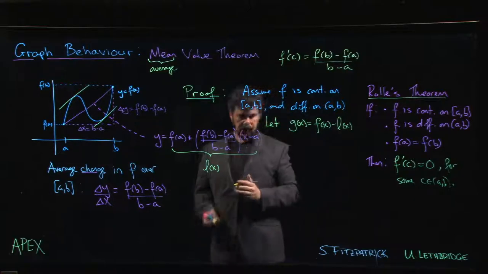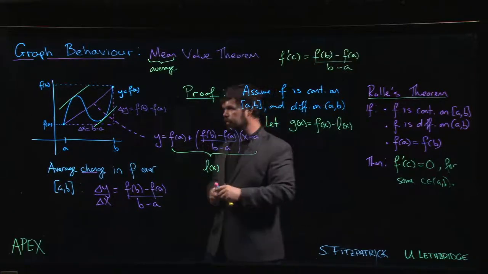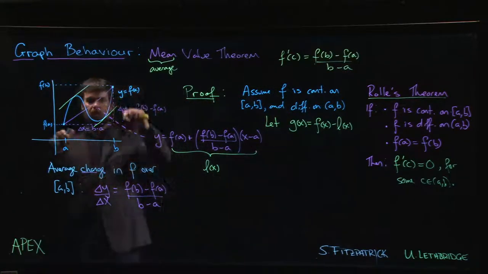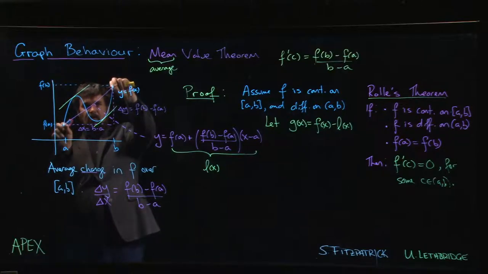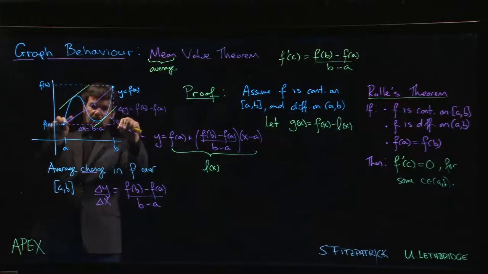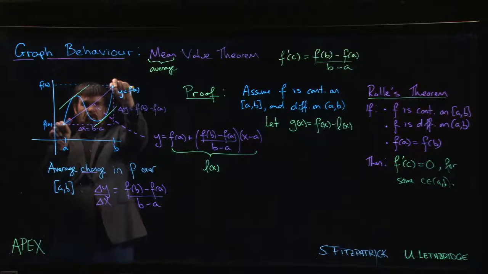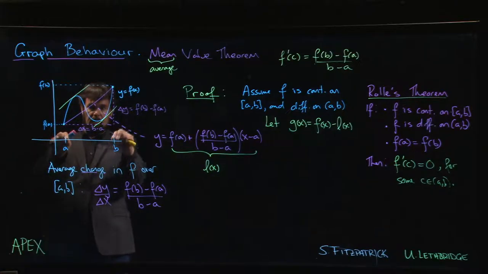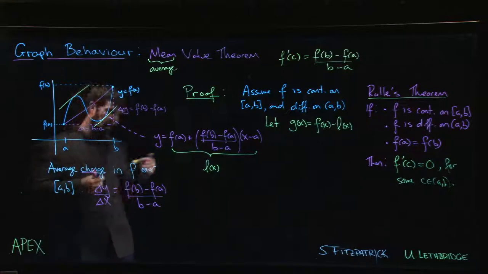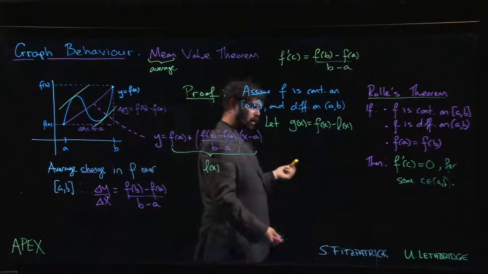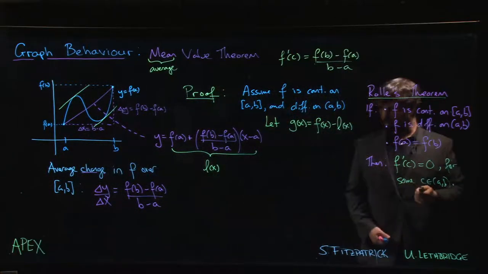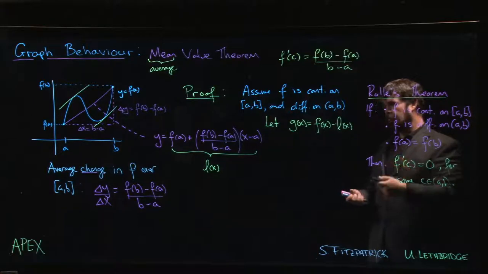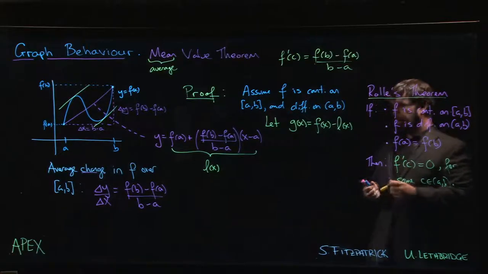So what happens when you subtract this line is this picture gets sort of turned until this line is horizontal. We're kind of subtracting it down, right? So what we're really doing here is turning the picture so that the mean value theorem ends up looking a lot like Rolle's theorem, okay? That's what happens when we do this.